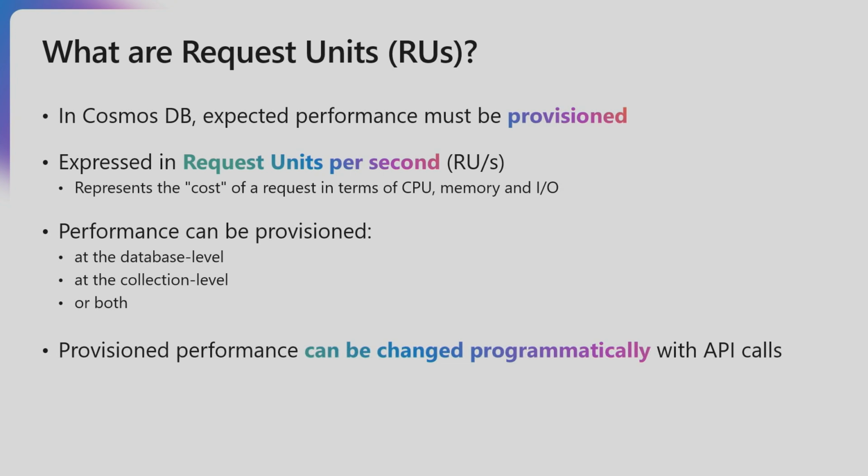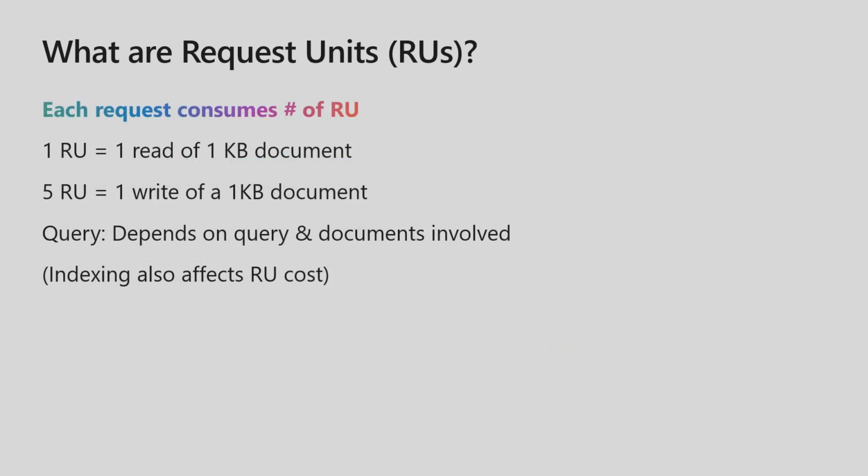Okay, so for our query we just ran, that was 14 RUs. It seems a bit excessive. Can you give me a sense of how much a typical 1 KB doc for a read or write would cost for us? Yeah, so for reference, a 1 KB read on Cosmos DB costs 1 RU, and a write of a 1 KB document costs 5 RUs. Query charges depend on the complexity of the query as well as the documents involved, and indexing can also impact your RU charge, which we'll touch on later. Gotcha.